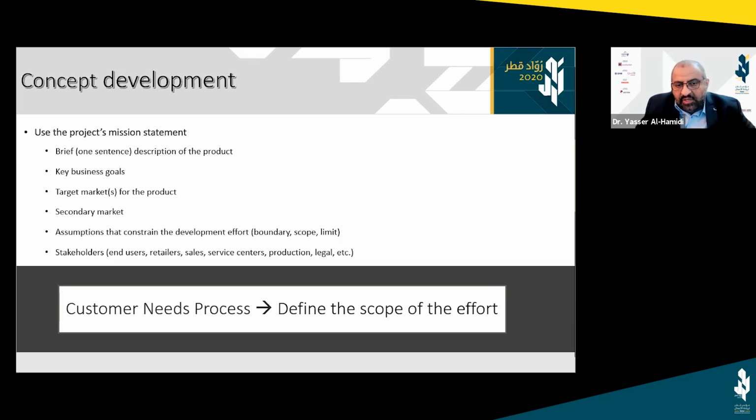The customer needs identification starts with the mission statement. The mission statement is important because, as written here, it's basically a brief description of your product. The mission statement just specifies which direction to go in, but generally does not specify a precise destination or a particular way to proceed. So it's just a generic guidance about where to go.